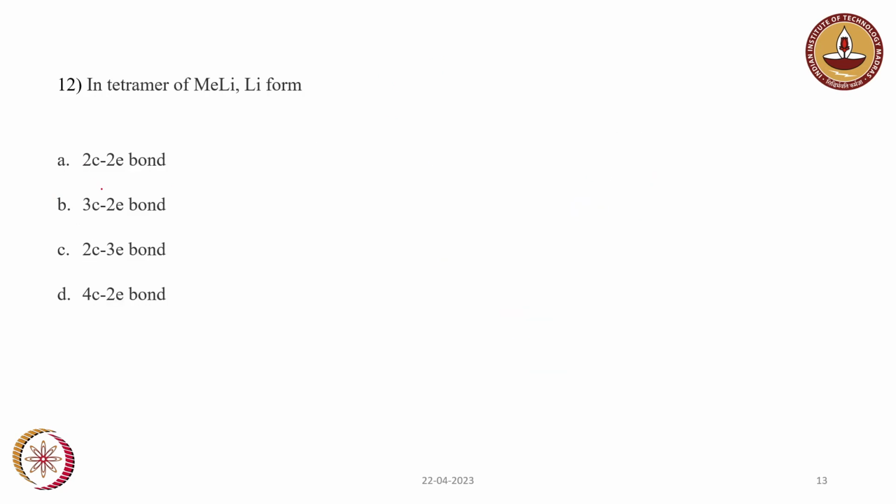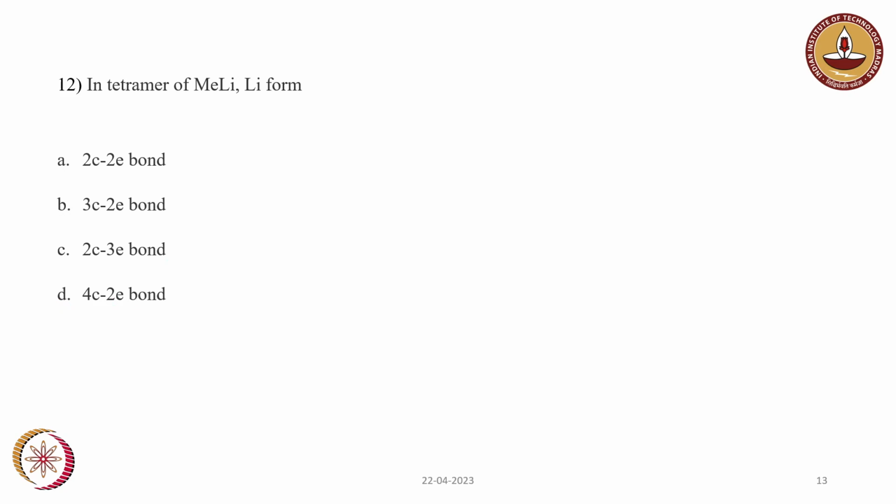Next question is in the tetramer of methyl lithium form. Option A is 2-centered 2 electron bond. Option B is 3-centered 2 electron bond. Option C is 3-centered 3 electron bond, and option D is 4-centered 2 electron bond.